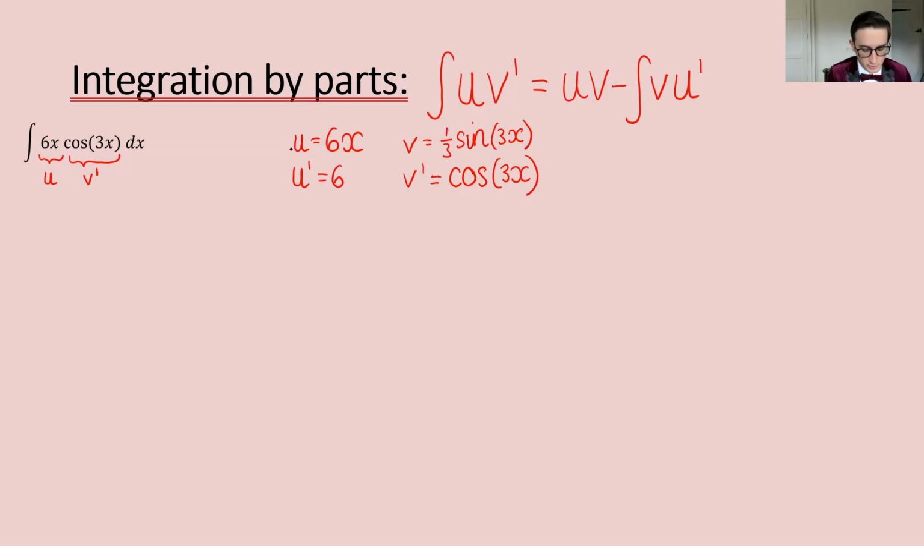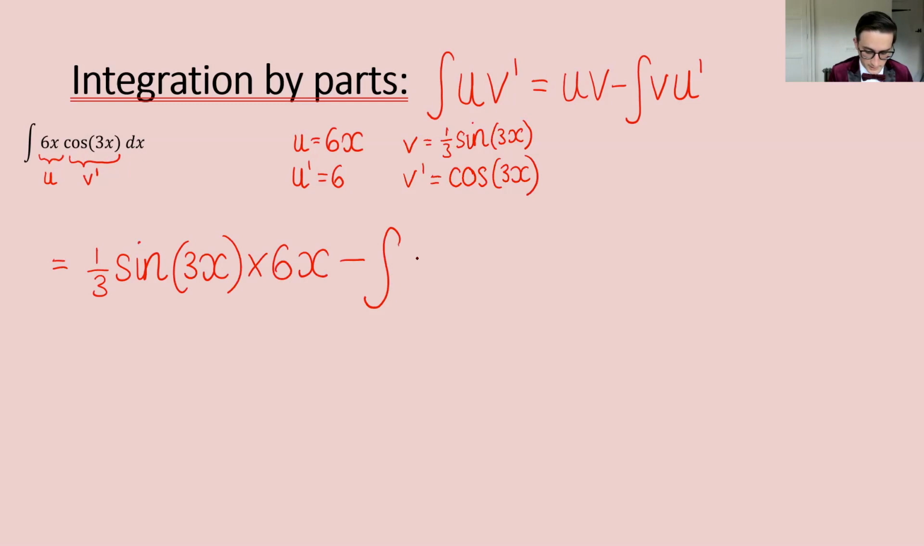So the reason I chose u to be the one differentiated is when I get u dash, it gets simpler. So it makes this integration over here as easy as possible. So let's plug that into the formula. So u times v would be a third sine 3x times by 6x minus the integral of v du dx, or vu dash, which is a third times 6 with respect to x.